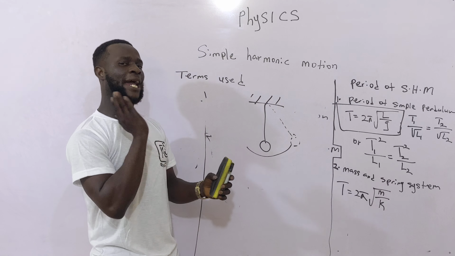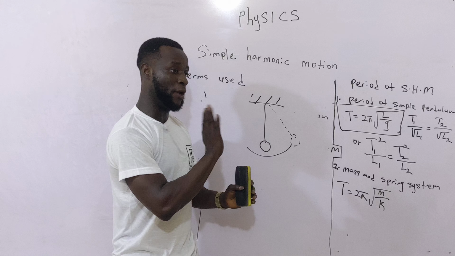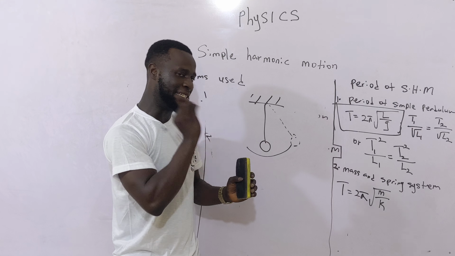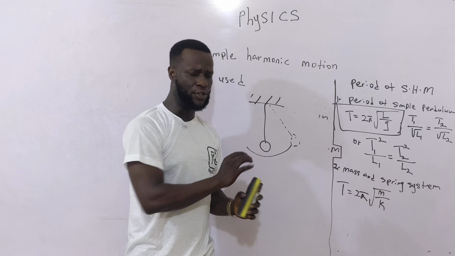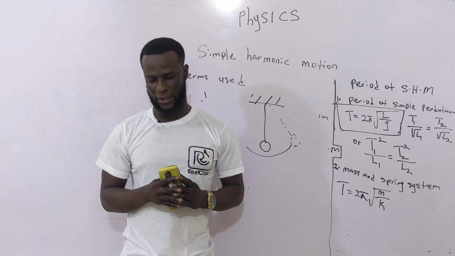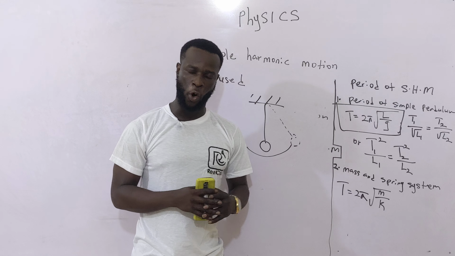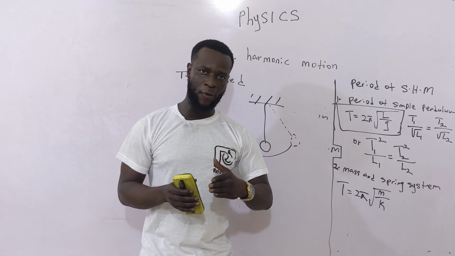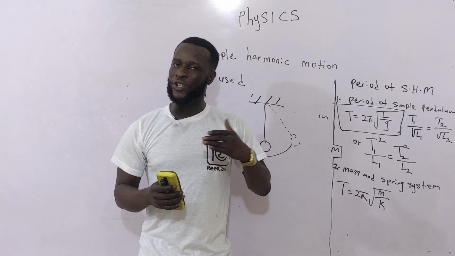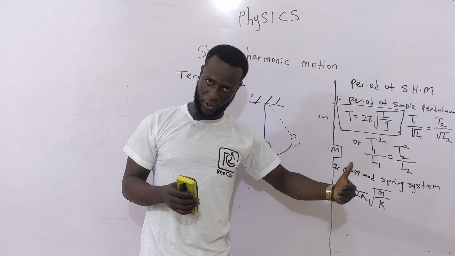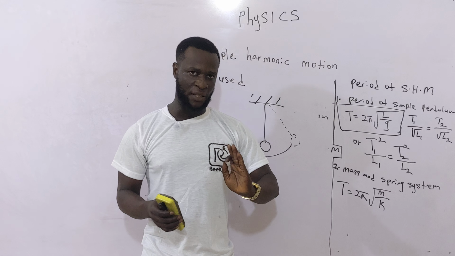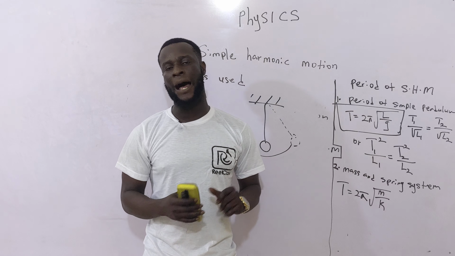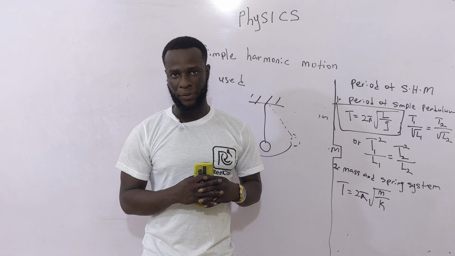If I keep applying a periodic force to a body, and that body is set into oscillation, that is forced vibration. There is something called resonance. Resonance is said to occur if the frequency of the periodic force coincides with the natural frequency of the body. At resonance, the oscillating body oscillates with a very large amplitude or with a maximum amplitude.